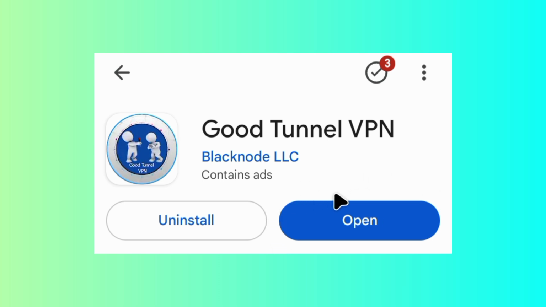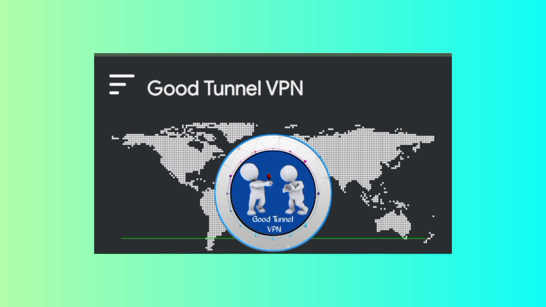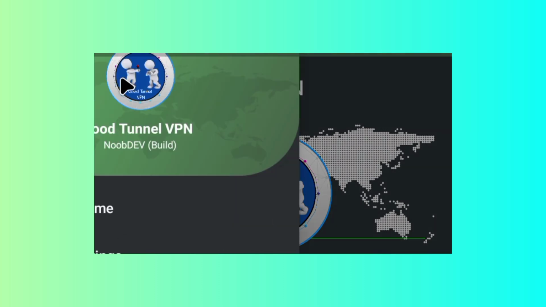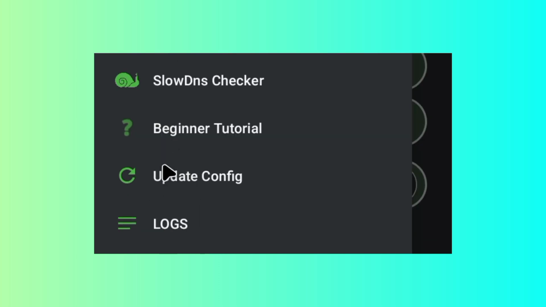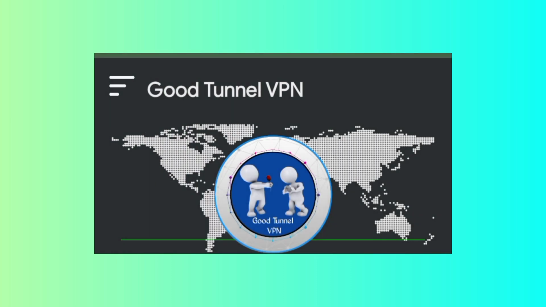And after that, you're required to open this app and set it up. When you open the app, it will take you to its home screen where you'll be required to set it up. First of all, you tap on the three lines, and from here you tap update config. When you tap on update config, this app will start to check for the available updates, and it will update to the latest version.